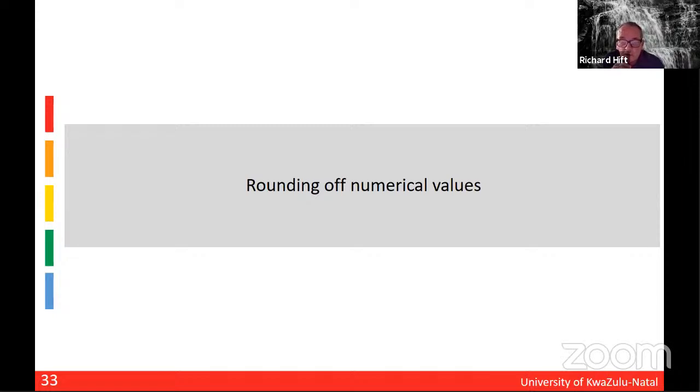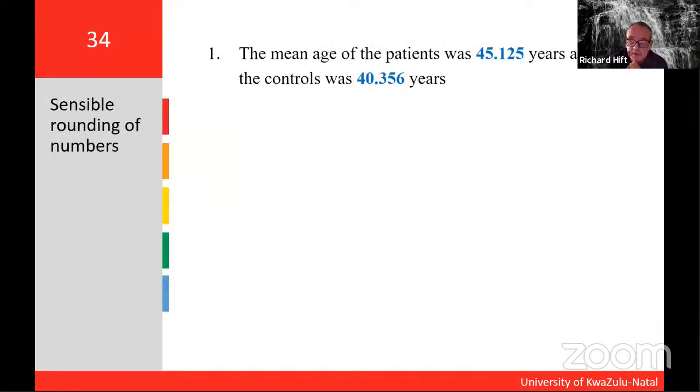Similarly with rounding off numerical values, and I find this is often very poorly done when people share their results with me. We're going to go through examples again and show how they should be improved. The mean age of the patients was 45.125 years, and of the controls was 40.356 years. If you use Excel, it's perfectly capable of giving you means to 3, 4, 5, 6, 7, 8 decimal places. But how many are you actually going to put in your paper?